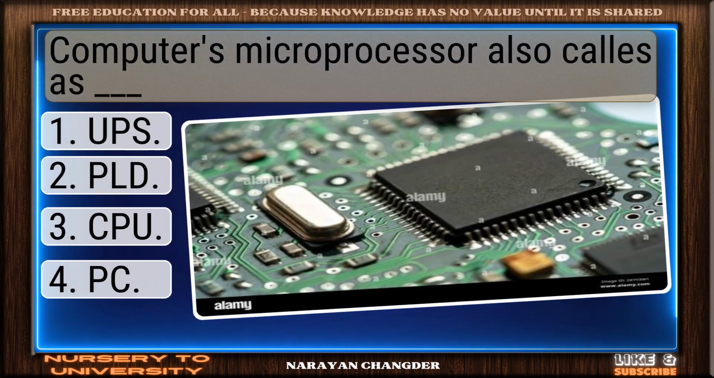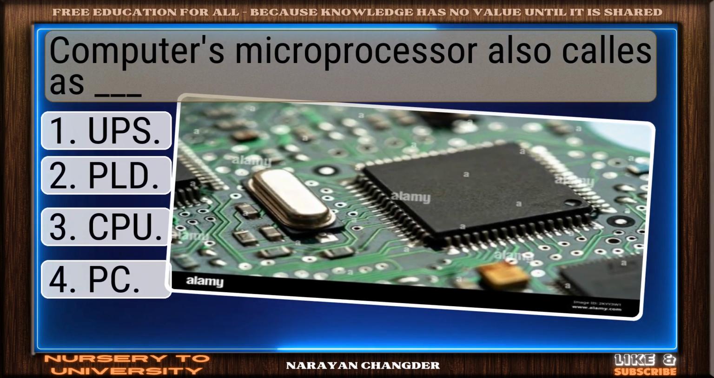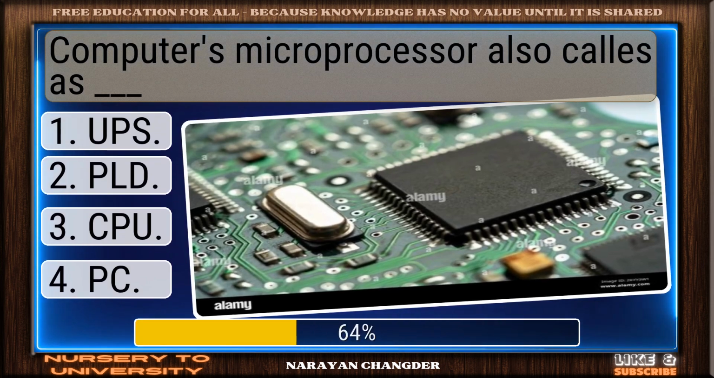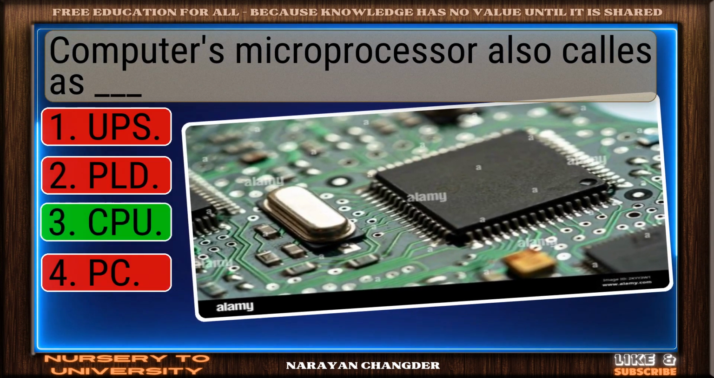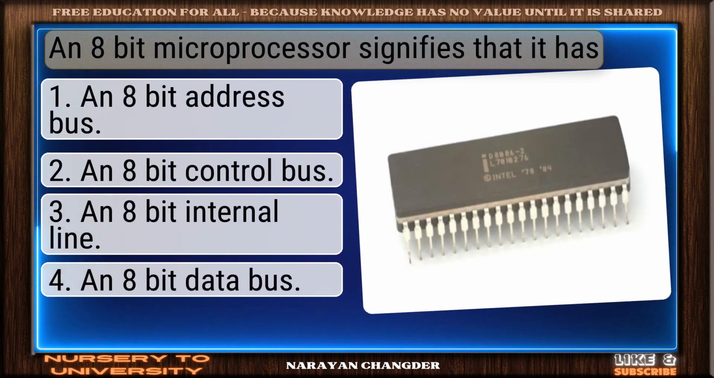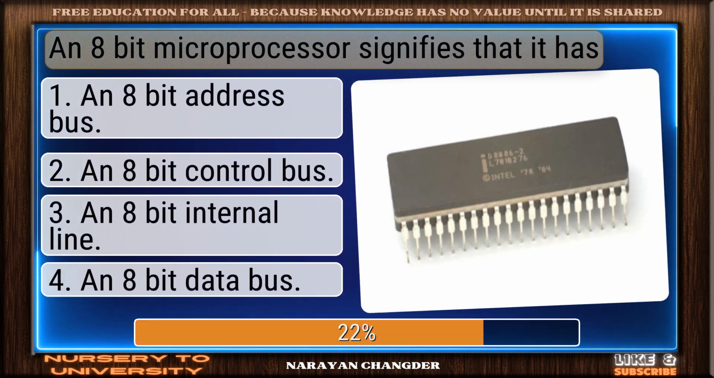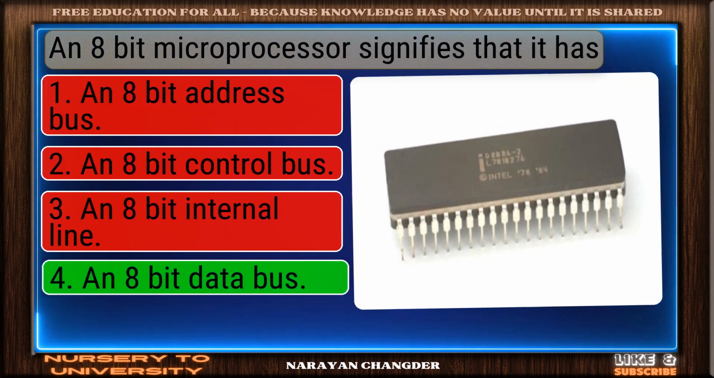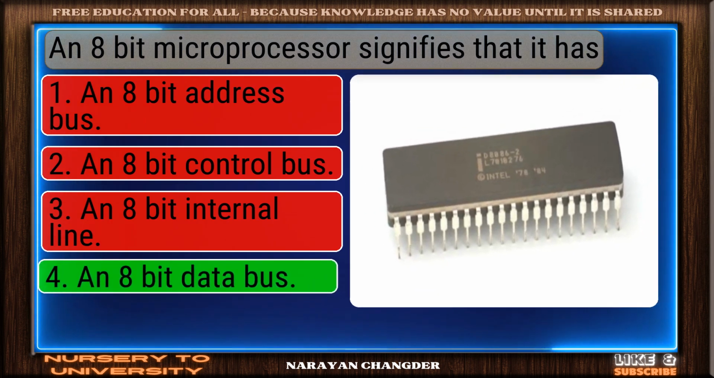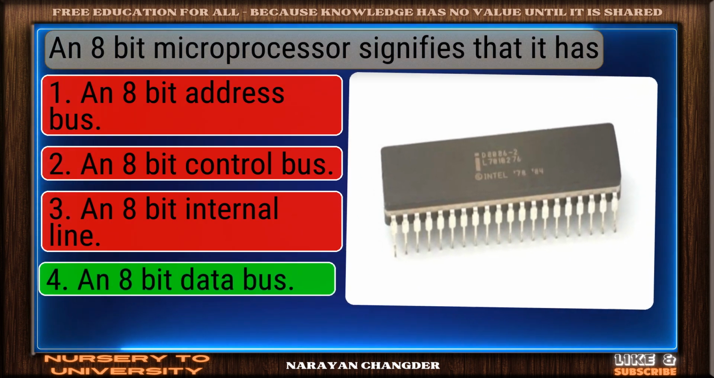Question number 15. Computer's microprocessor, also called as dash. Bravo. CPU is the answer. Question number 16. An 8-bit microprocessor signifies that it has. Well done. An 8-bit data bus is the right choice.